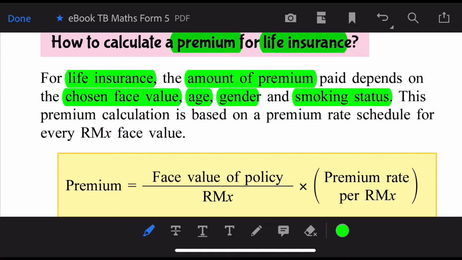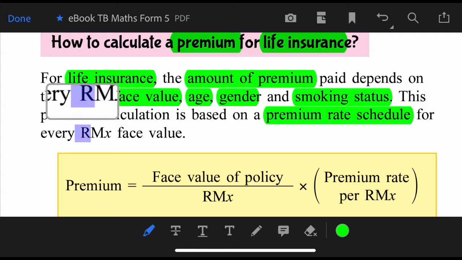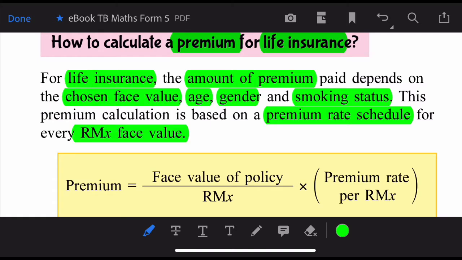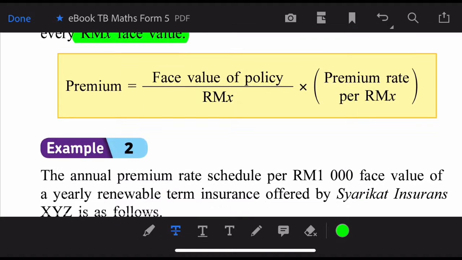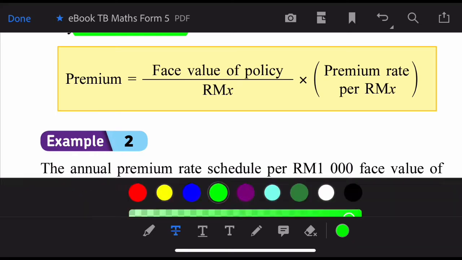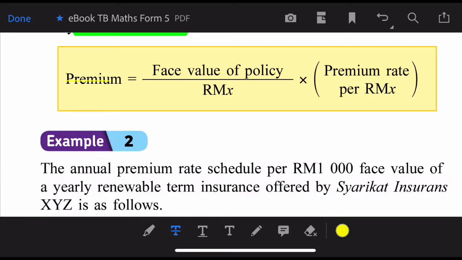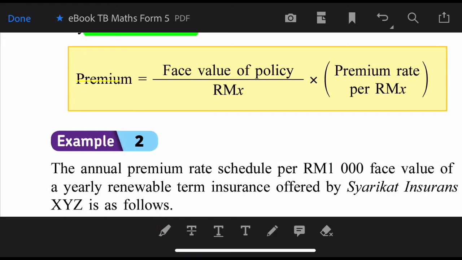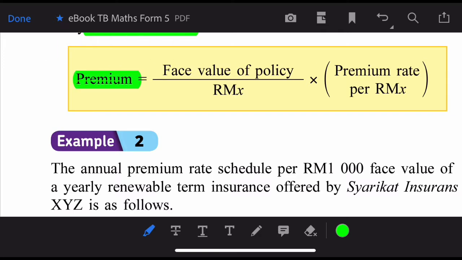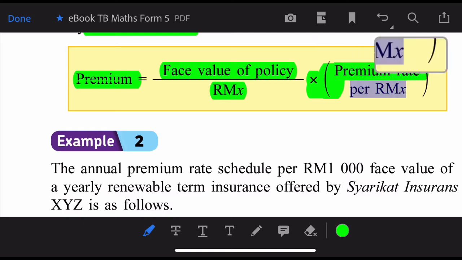This premium calculation is based on the premium rate schedule for every RM1,000 face value. So we need to refer to the premium rate schedule. Let's highlight the premium. The premium is equal to the face value of the policy per RM1,000 multiplied by the premium rate per RM1,000.